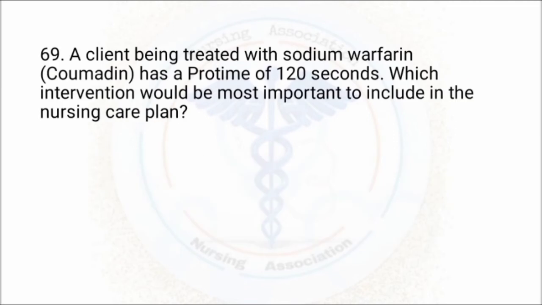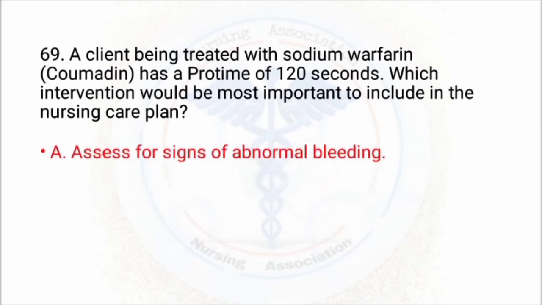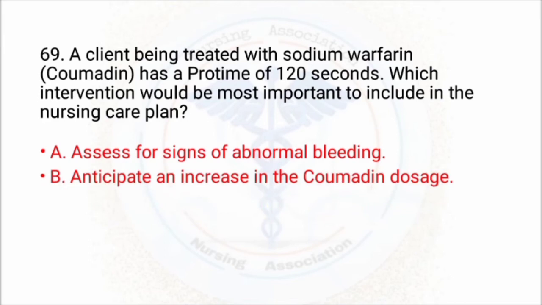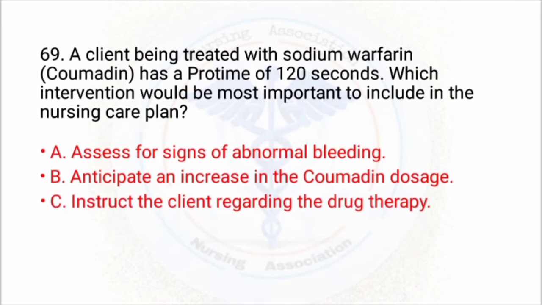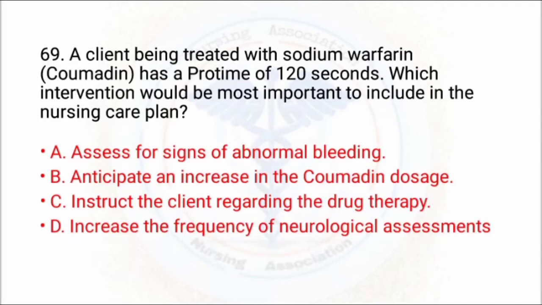Further moving to the 69th question, the client being treated with sodium warfarin has a pro time of 120 seconds. Which intervention would be most important to include in the nursing care plan? So let's see the options. Option A, assess for signs of abnormal bleeding. Option B, anticipate an increase in the Coumadin dose. Option C, instruct the client regarding the drug therapy. Option D, increase the frequency of neurological assessment.